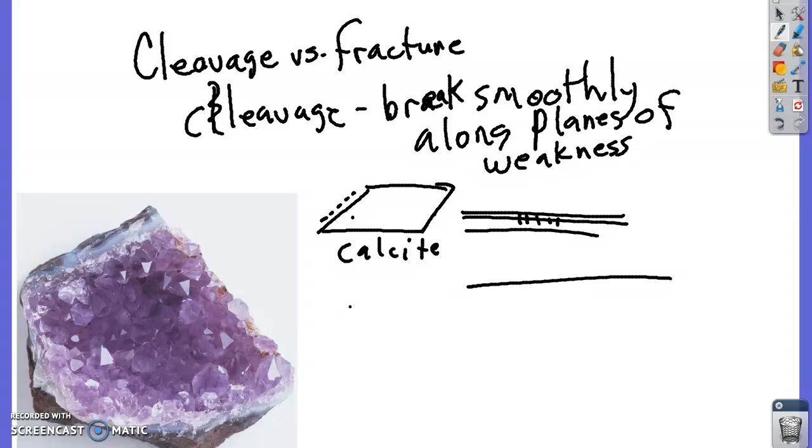So we were talking about cleavage. Cleavage, once again, does not involve breast or mammary glands. That's a different kind of cleavage altogether. But with minerals, cleavage has to do with planes of weakness. Okay, and if you have cleavage, it means it breaks smoothly along planes of weakness.